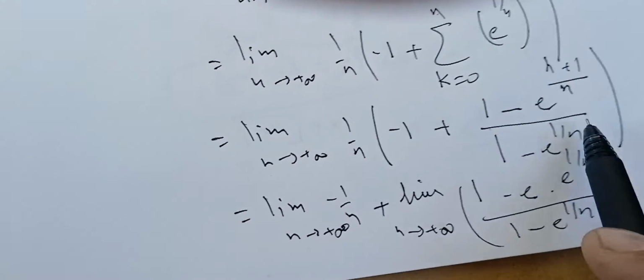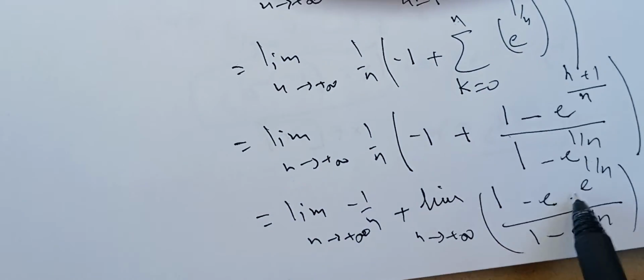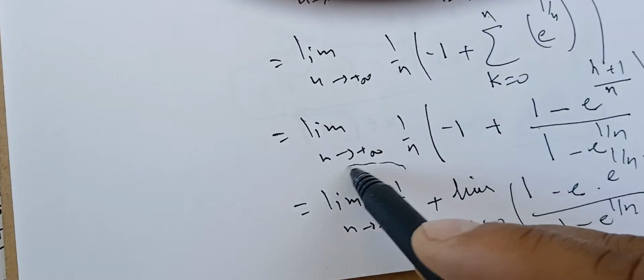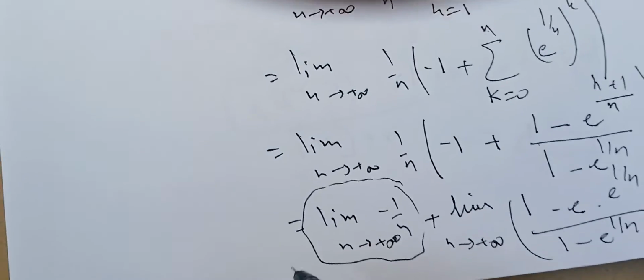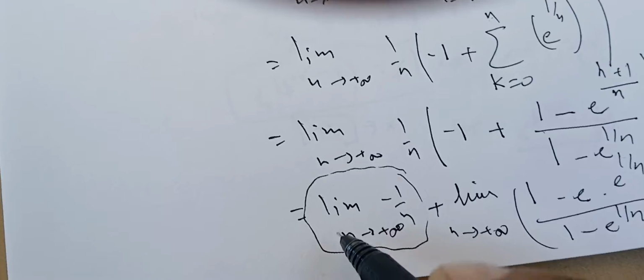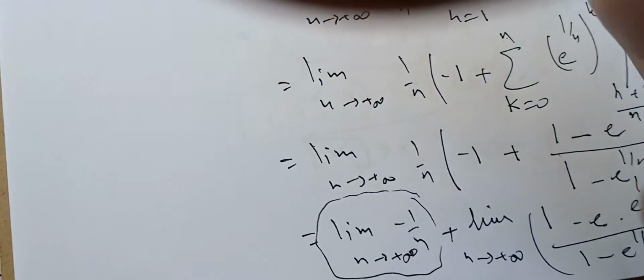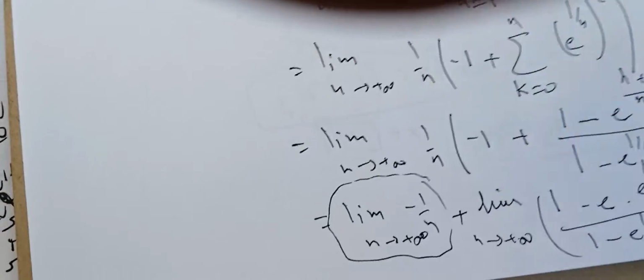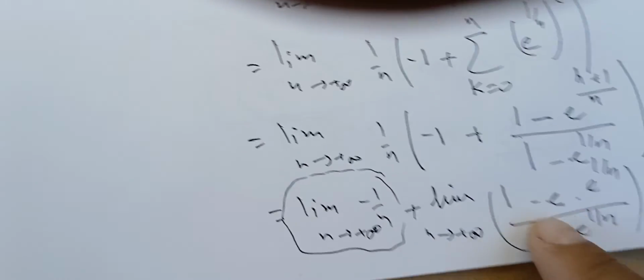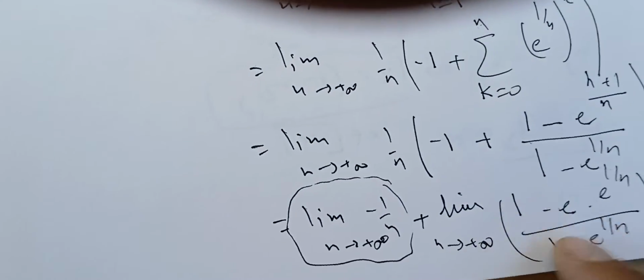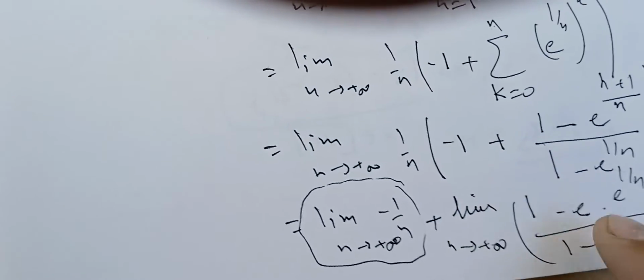Okay, you see this one here? This top part, it's e times e to 1 over n. So this limit here, we know it's 0. 1 over n, you divide 1 among millions, you get 0. This one that we're going to do, this one that we need to compute to find the value of the integral.